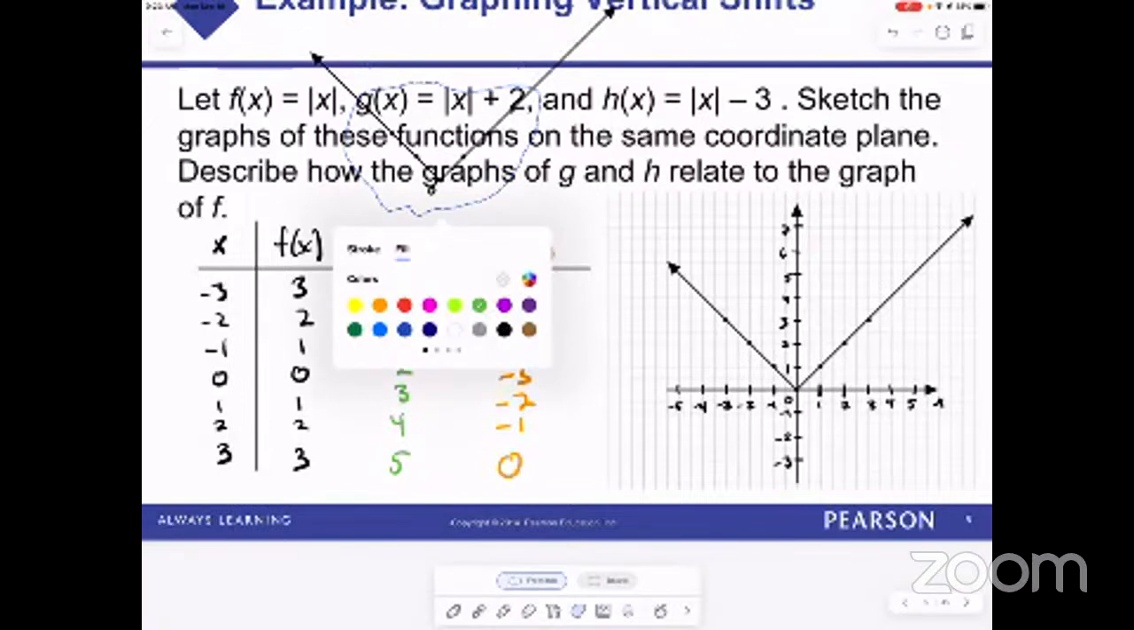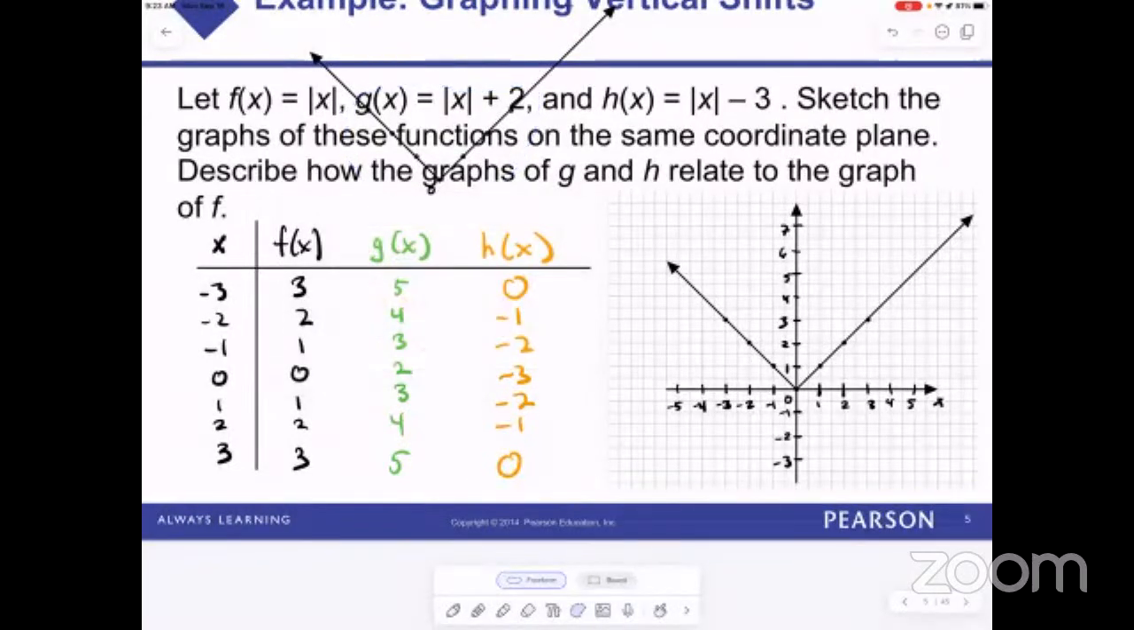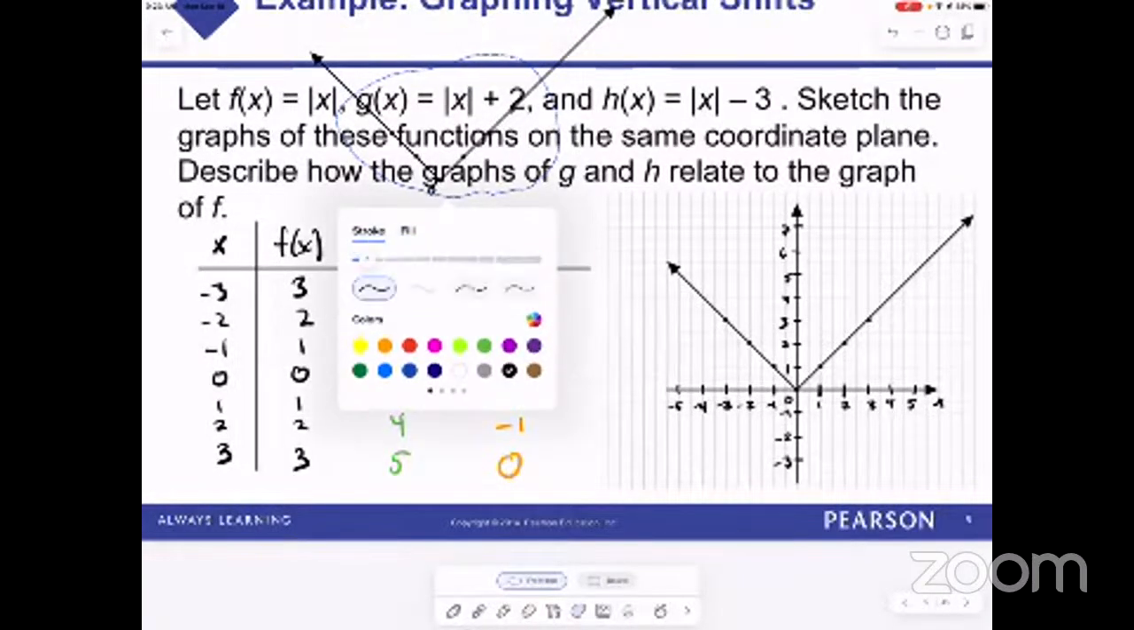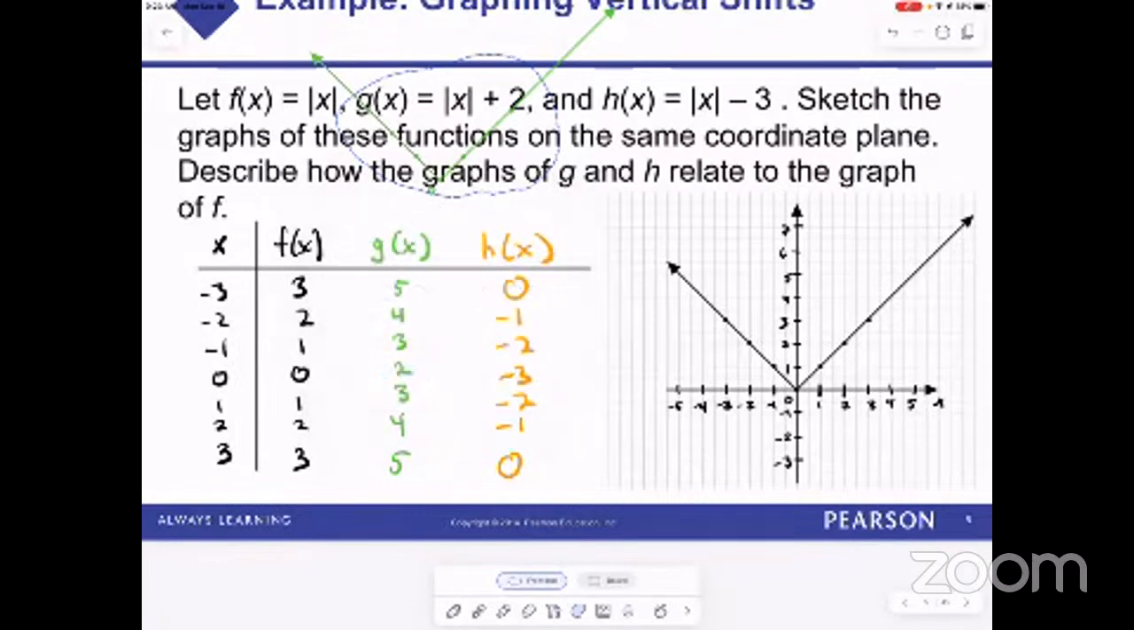Okay. I think I see it. Let's go like this. Style. This needs to be green. There we go. Okay. So now the vertex, right? This one went up by 2. Oh no. Let's get rid of that.